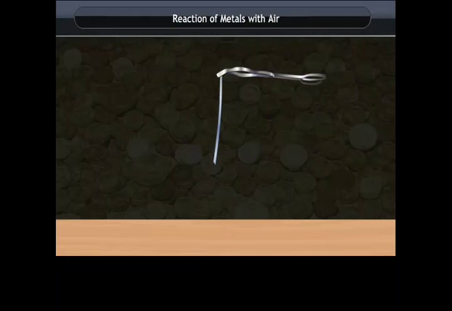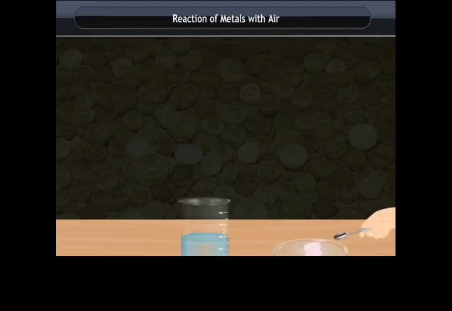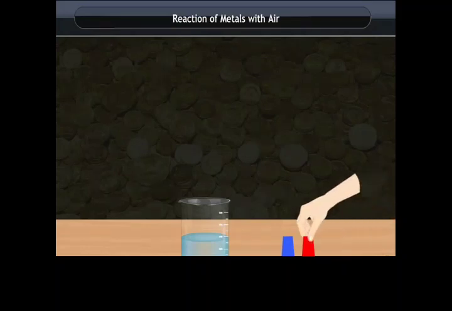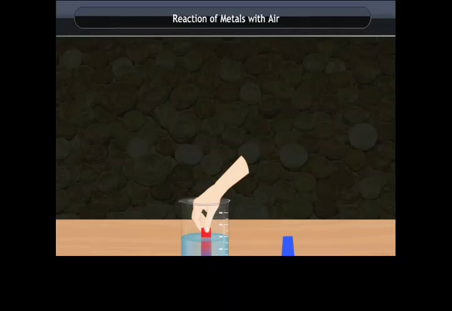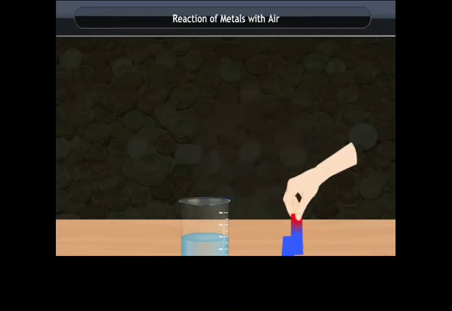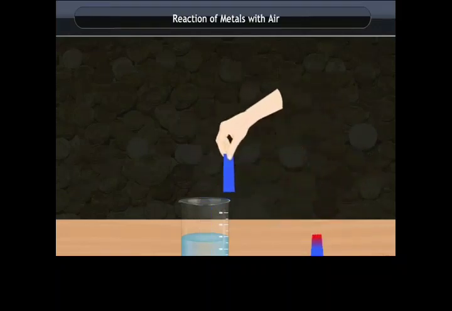Reaction of metals with air. Let us explain this with the help of an activity. Take a magnesium ribbon and burn it. Collect the ashes formed and dissolve them in water. Test the resultant solution with both red and blue litmus paper. Is the product formed on burning magnesium acidic or basic? We observe that red litmus turns blue but no change in the blue litmus.